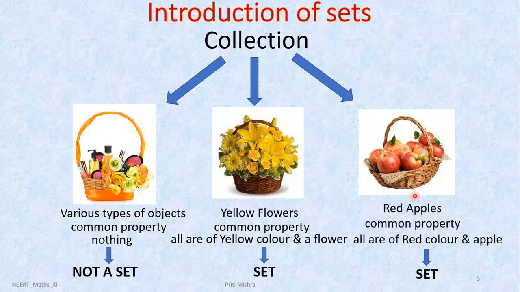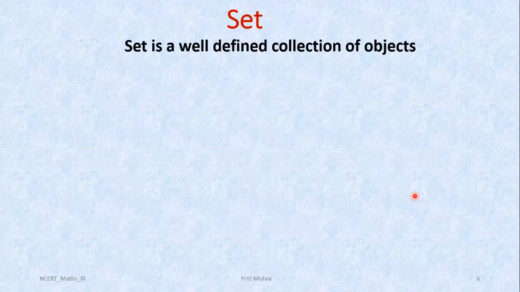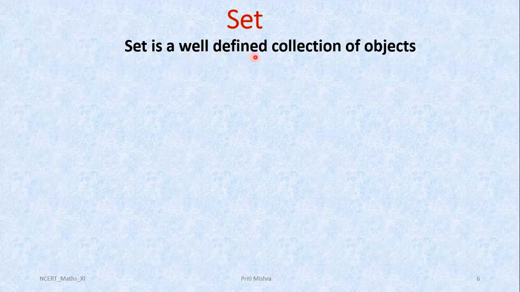So what you observed here, we just have to notice a common property within a collection. If we are able to find out any common property, any identity which all the objects are possessing, then on the basis of that, we can say this is a set. Okay, so what definition will we frame for a set? A set is a well-defined collection of objects. Here the term well-defined is most important for this definition.